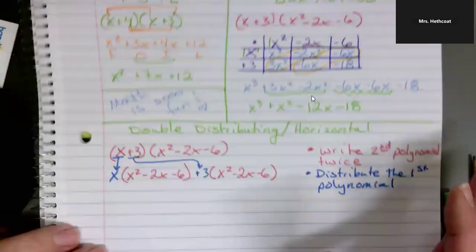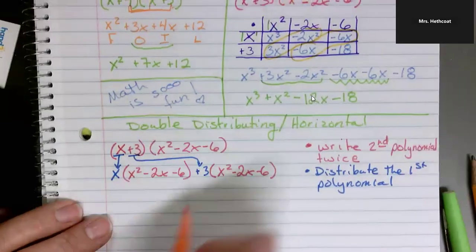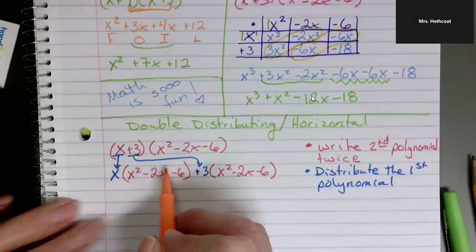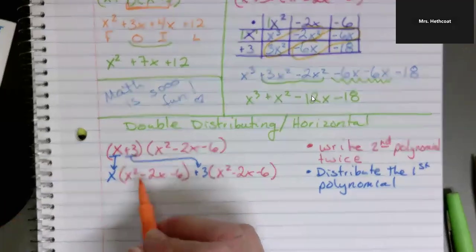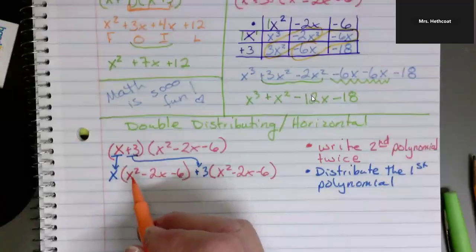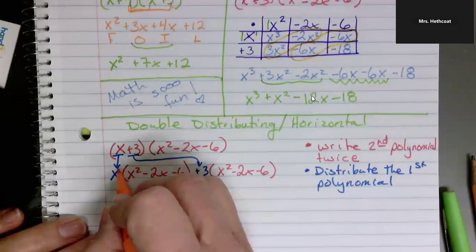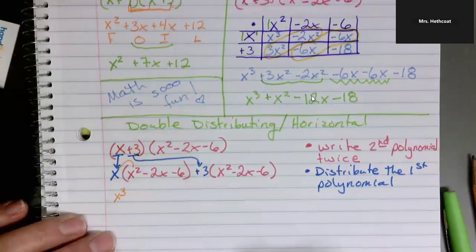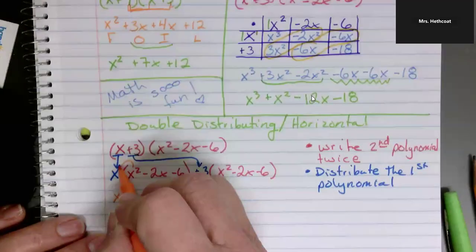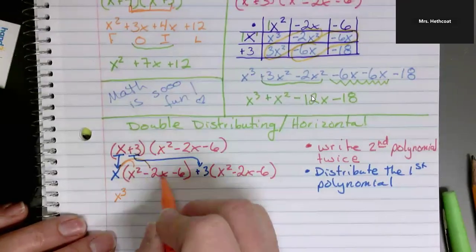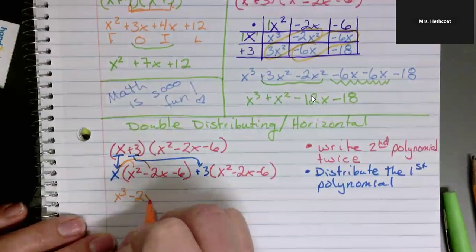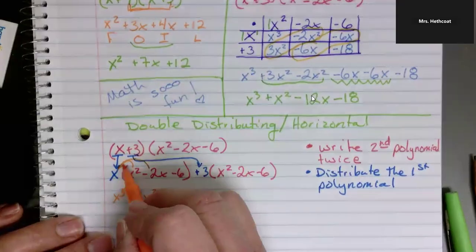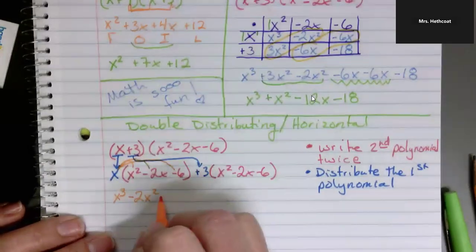So we're just going to distribute the x and multiply as we go. Some people draw all the arrows or the rainbows first. I like to draw one arc or rainbow, whatever you'd like to call it, do the multiplication. So I'm going to go x times x squared gives me x cubed. Then I write the next arrow or rainbow. X times negative 2x is negative 2x squared. Then I do it one more time. X times negative 6, we get negative 6x.